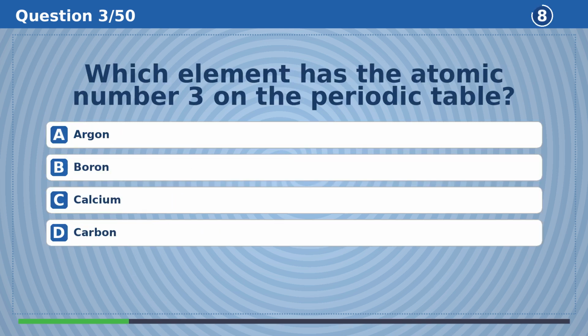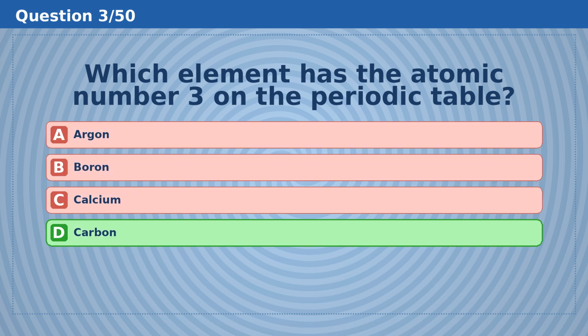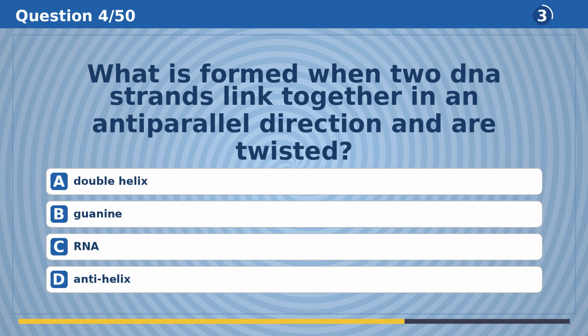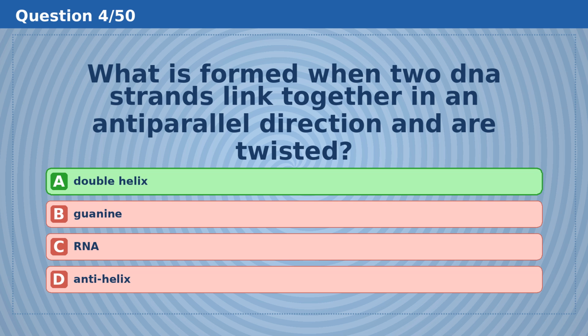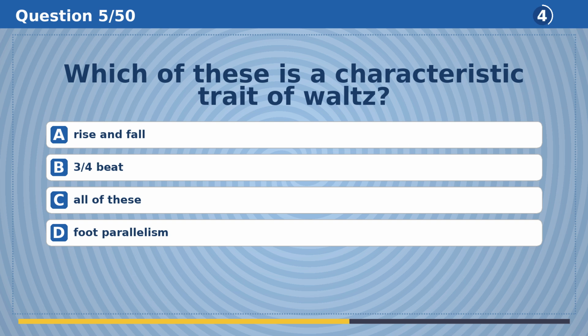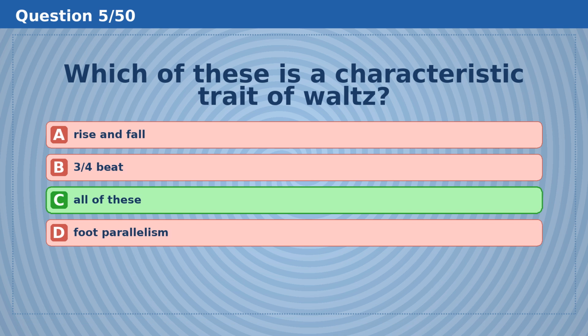Which element has the atomic number 3 on the periodic table? The answer is D, carbon. What is formed when two DNA strands link together in an antiparallel direction and are twisted? The answer is A, double helix. Which of these is a characteristic trait of waltz? The answer is C, all of these.